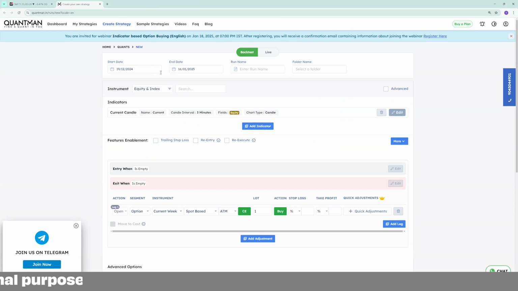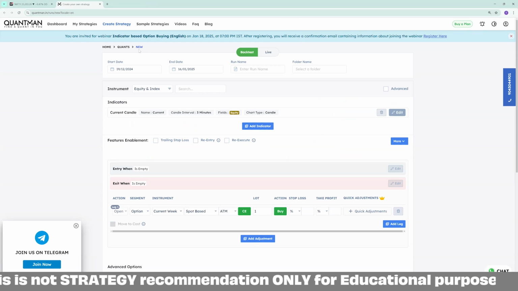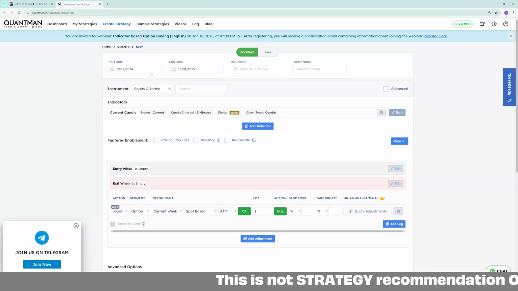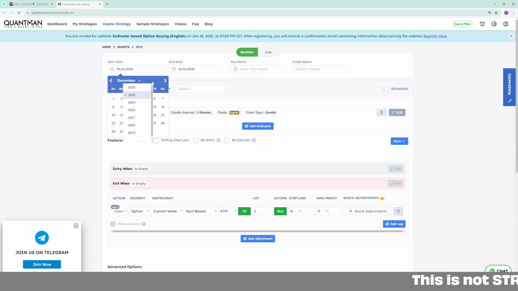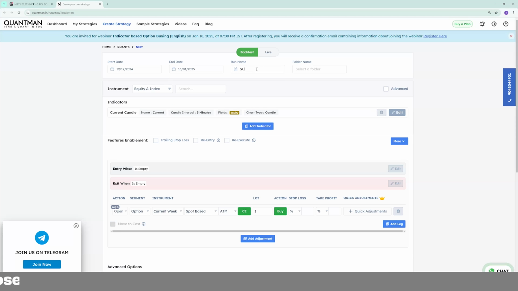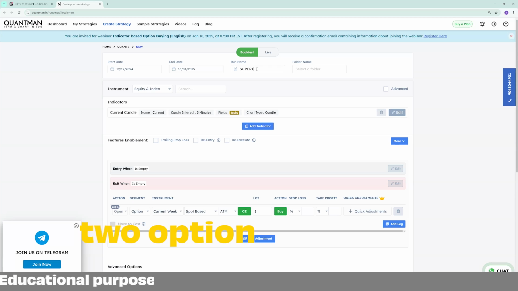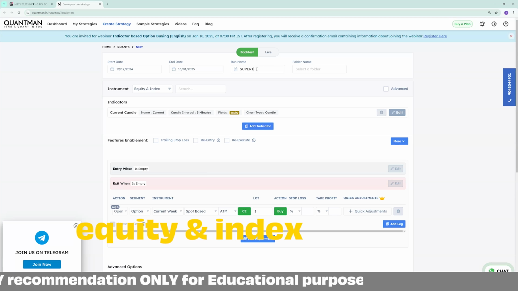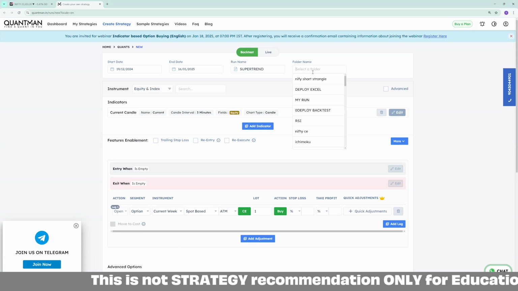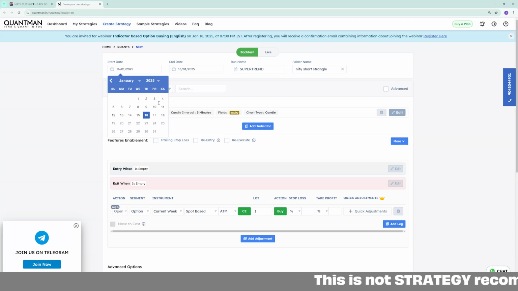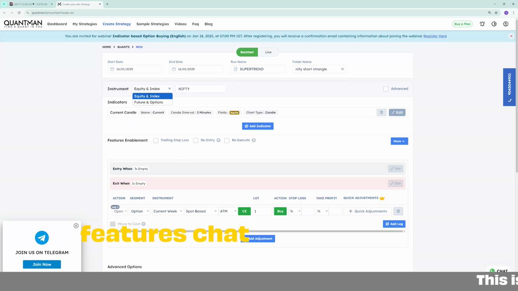Now, in Quantman, you have data for Nifty from 2019. For Bank Nifty, you have data from 2017. So what I do, there are two options here. Equity and index is a spot chart. Future and options is a future chart, the current month future chart.